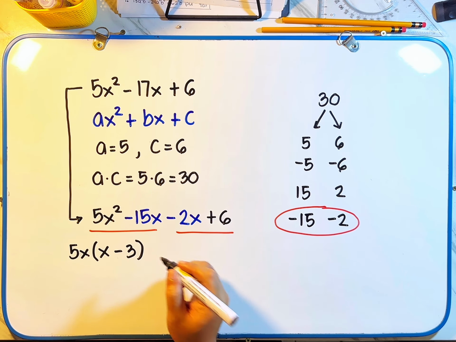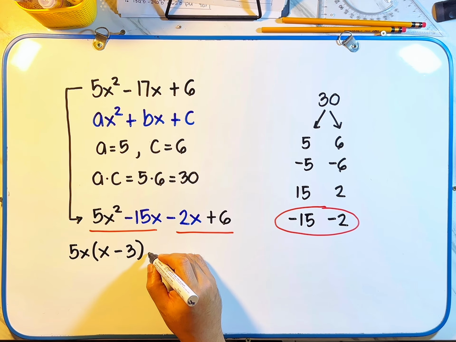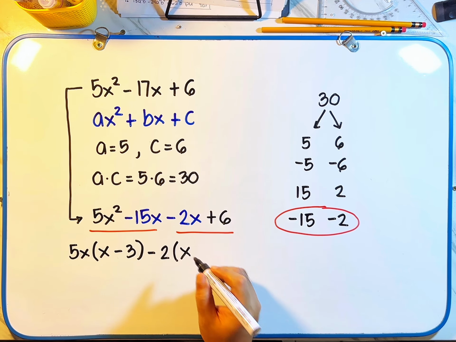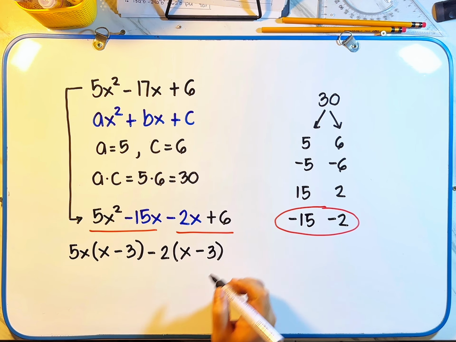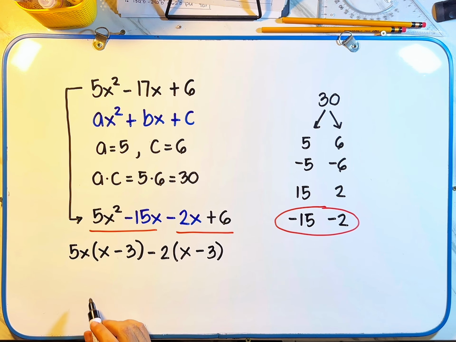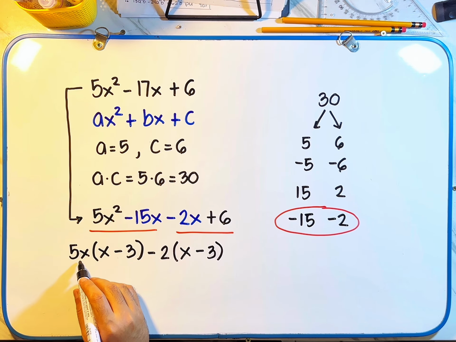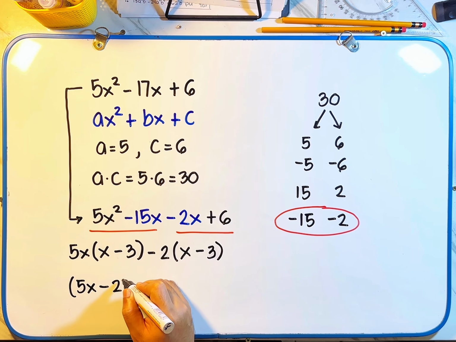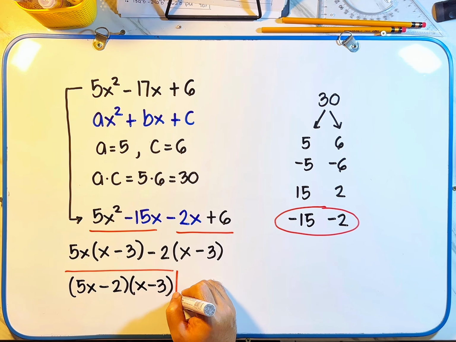And then for the second group, let's take out the greatest common factor, negative 2. Negative 2x divided by negative 2 is positive x. 6 divided by negative 2 is negative 3. And therefore, we can write the factored form. We have a common factor here, x minus 3. Therefore, 5x minus 2 times x minus 3. And this is the factored form.